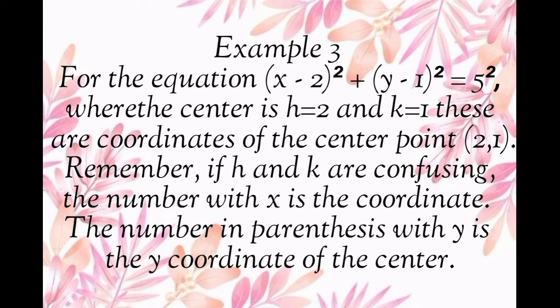Example 3. For the equation (x minus 2) squared plus (y minus 1) squared is equal to 5 squared, the center is h is equal to 2 and k is equal to 1. These are the coordinates of the center point, 2 and 1. Remember, if h and k are confusing, the number with x is the x coordinate, the number in parentheses with y is the y coordinate of the center.